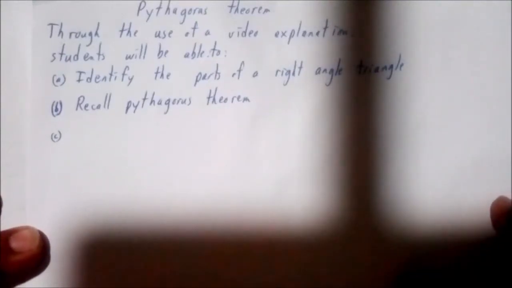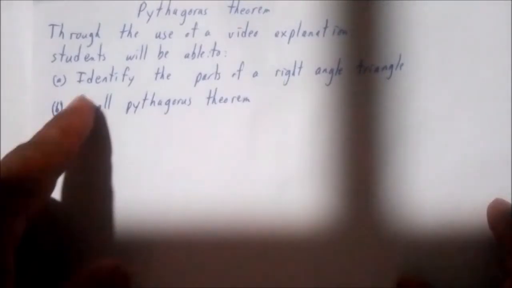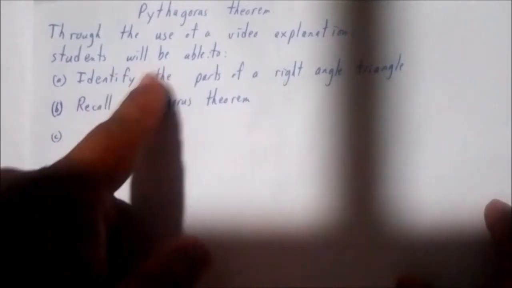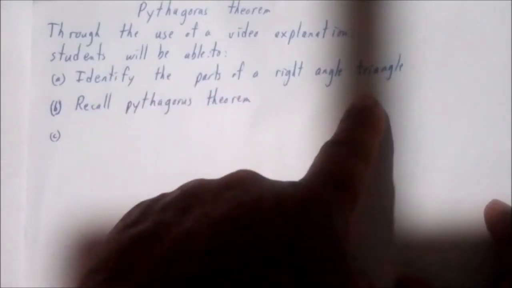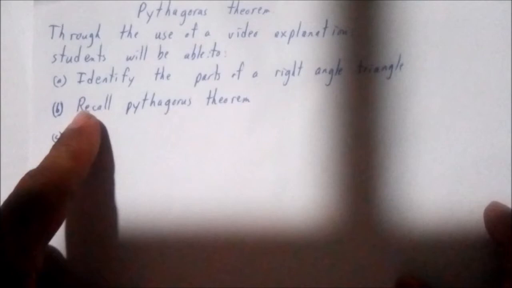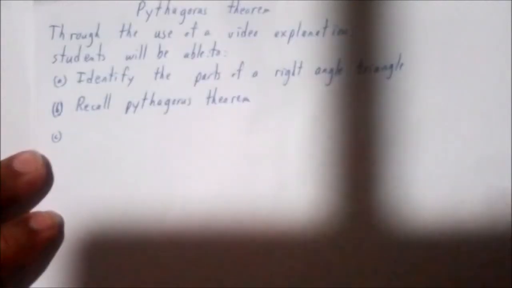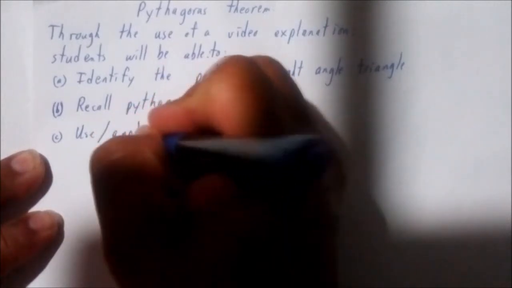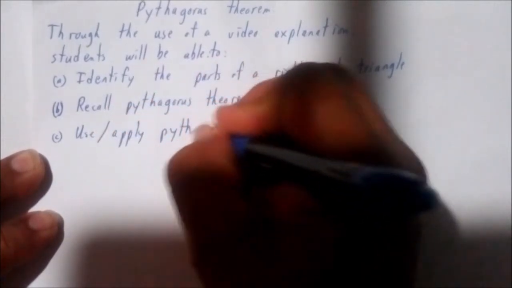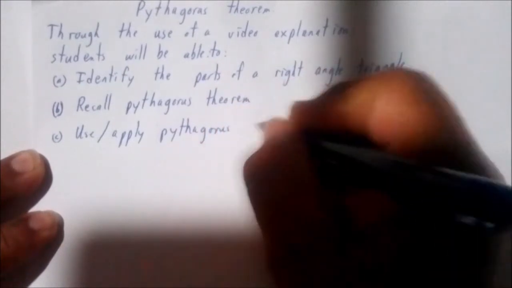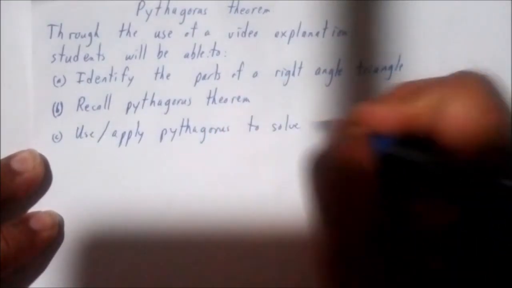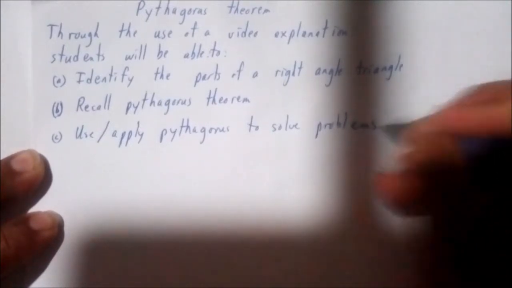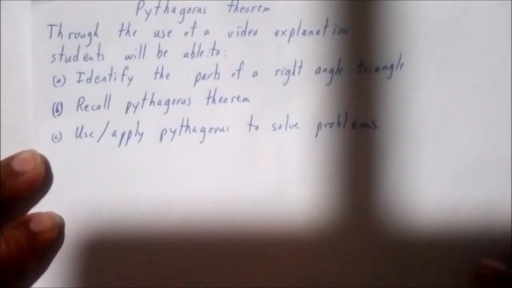In this topic, we'll be looking at the Pythagoras theorem. Through the use of a video explanation, students will be able to identify the parts of a right angle triangle, recall Pythagoras theorem, and apply Pythagoras theorem to solve problems. Okay, so that is our key point here.